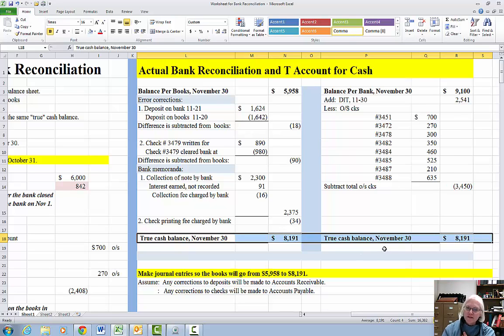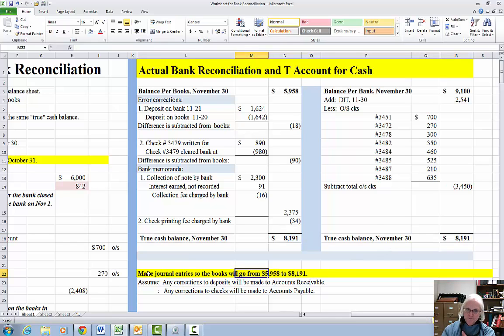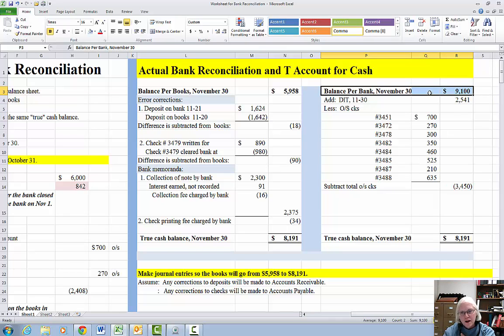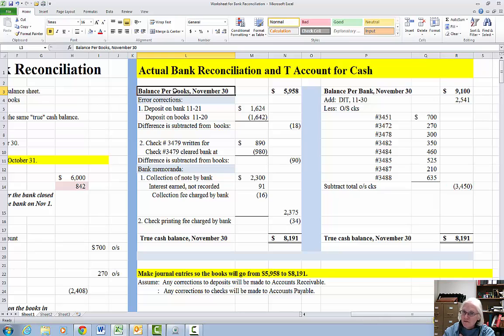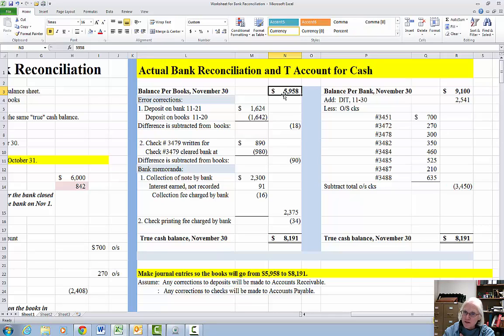Okay, the next step is making journal entries. Now, do you think that the bank is going to actually let someone off the street like you or I go in and make an adjusting entry on their books? Probably not. So the only books we have control over are the company books. And we can make journal entries on the company books, and we need to do that because we need to get the books from their current balance of $59.58 to their correct balance of $81.91.